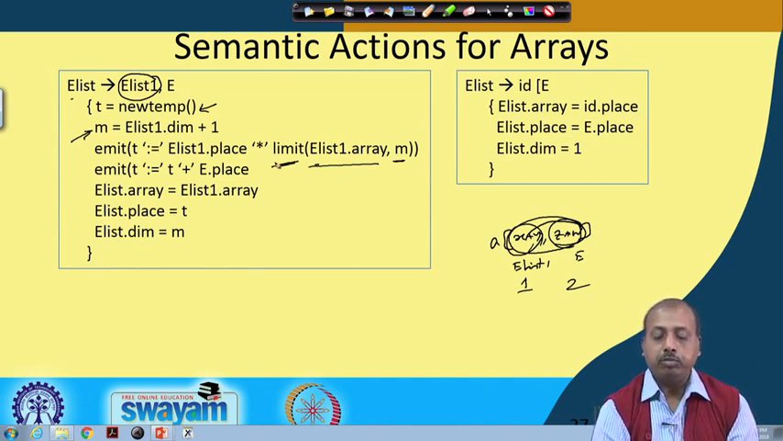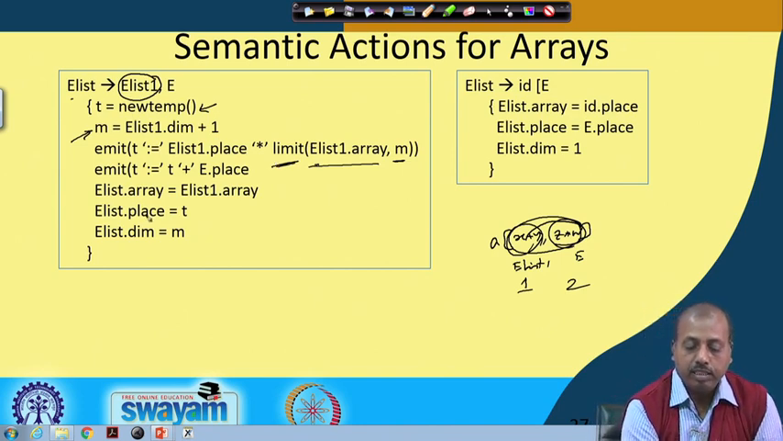So, if it is a two dimensional array, initially m is equal to 1, after that m equals 2. So, this limit will tell in each dimension what is the maximum value or maximum index that the array can take. So, that will give us this. Then we emit this particular code.